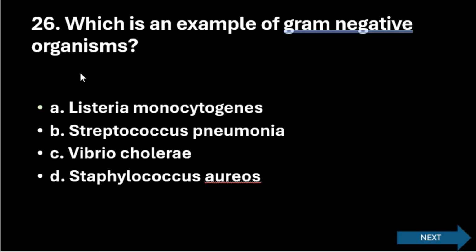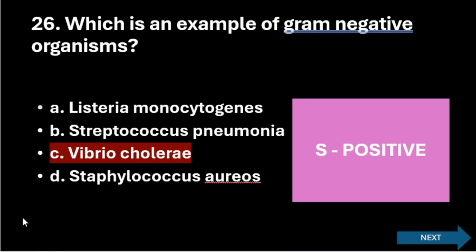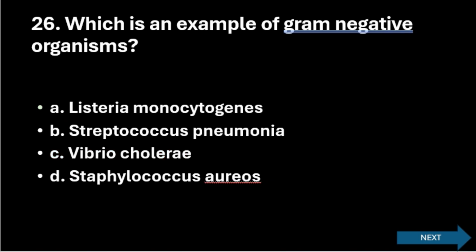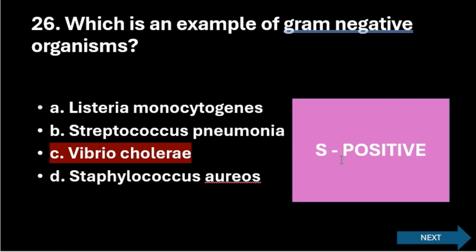Which is an example of gram-negative organisms? Listeria monocytogenes, Streptococcus pneumoniae, Vibrio cholerae, Staphylococcus aureus. Here you can see the answer is Vibrio cholerae, and I will give you one simple tip here. It's a memory tip actually.